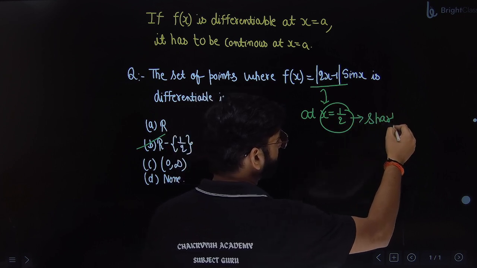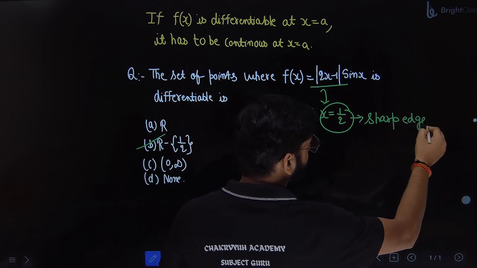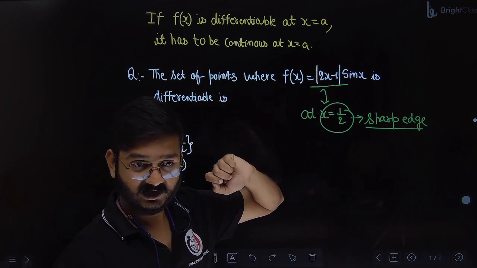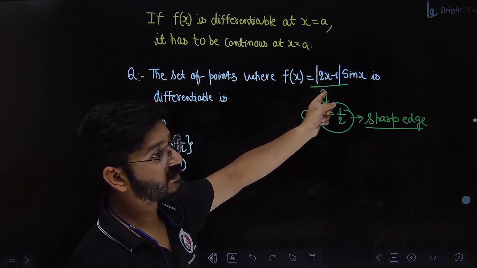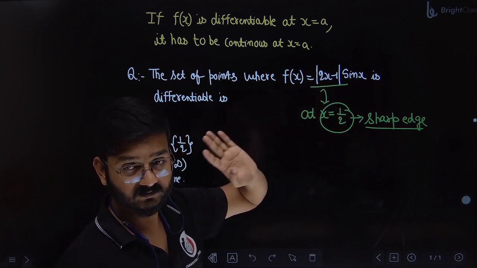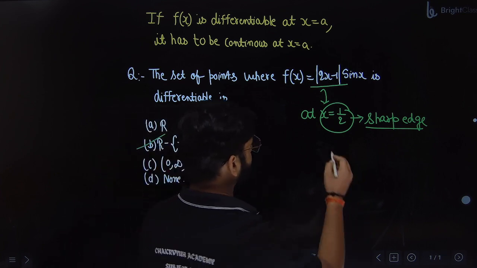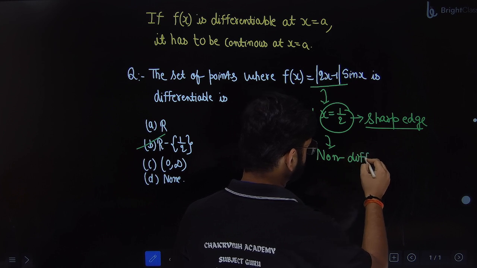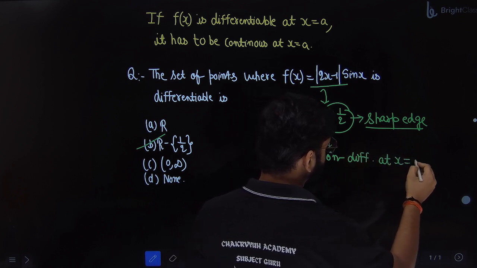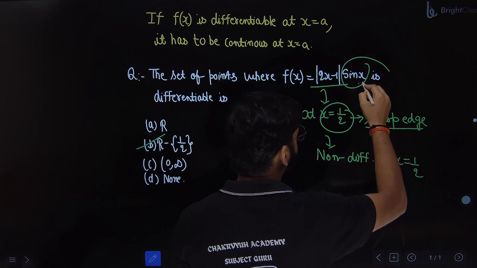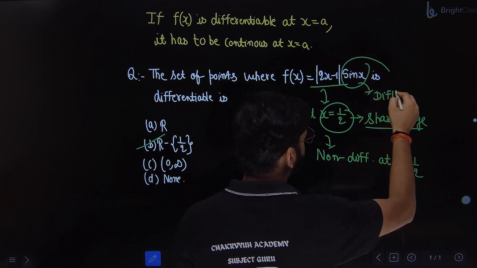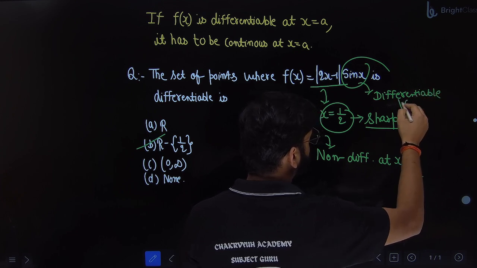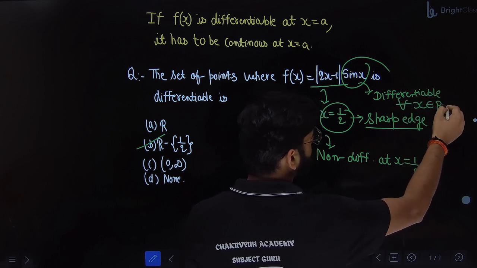I've already explained the modulus function. So at x equal to 1 by 2, this function will have a sharp edge. It means this function will be non-differentiable at x equal to 1 by 2. And this other function is differentiable everywhere, for all x belonging to R.